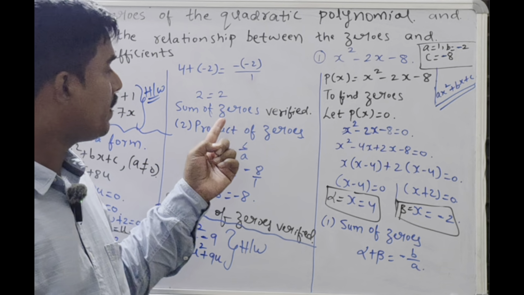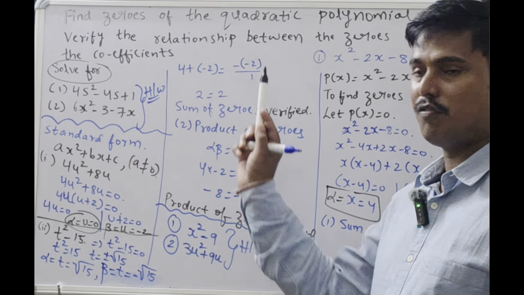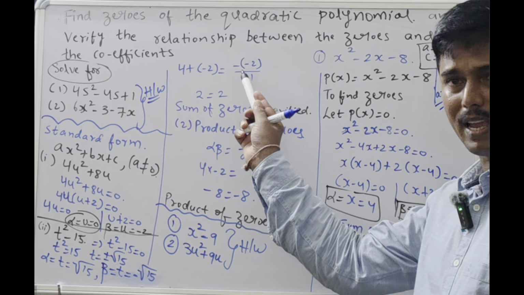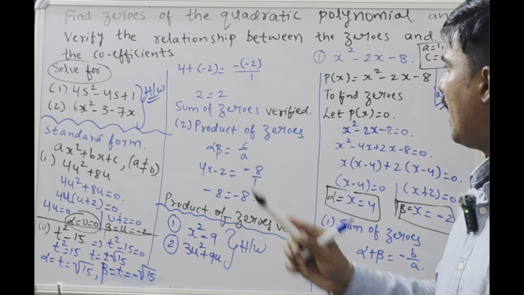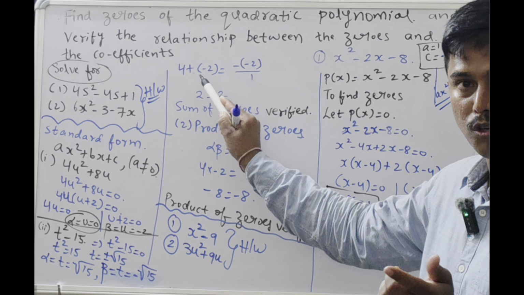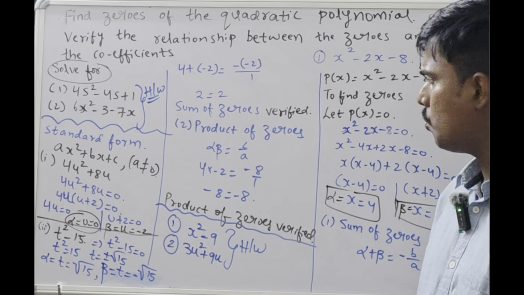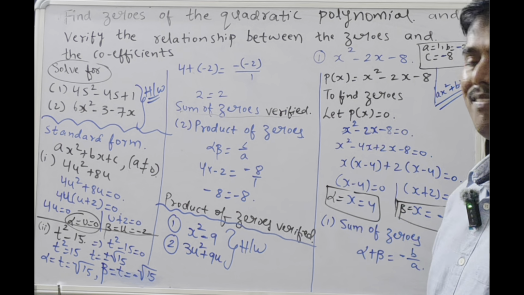So now alpha plus beta is equal to what? Minus b by a. Nothing but 4 plus of minus 2 is equal to minus b by a. The minus sign already exists and b is minus 2. So minus of minus 2 by 1, so minus into minus is plus, 2 by 1. On the left, plus into minus is minus, 4 minus 2 is 2. So 2 is equal to 2. So the sum of zeros has been verified.